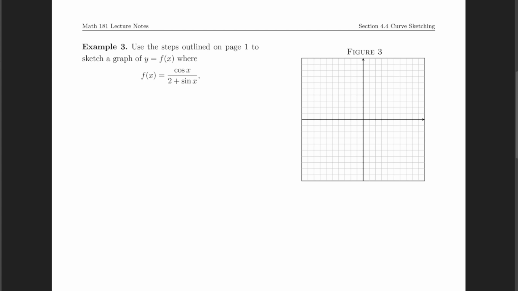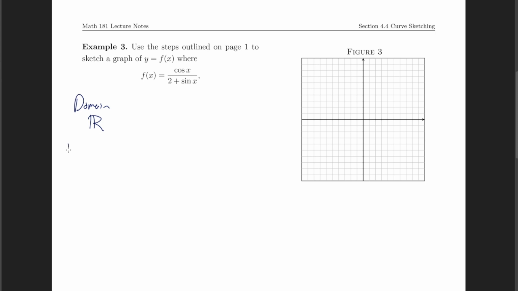All right, so let's start with finding everything we want to find. The first thing we want to find is our domain. Since sine can take in everything, cosine can take in everything, and since sine is only between -1 and 1, this will never be 0. We have it to be all reals. So the real numbers.